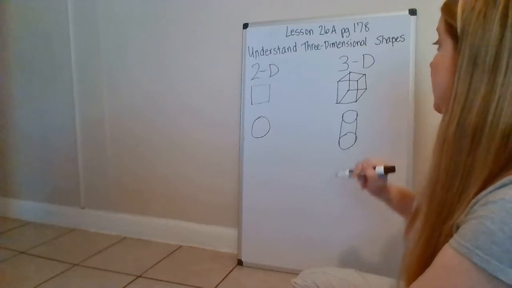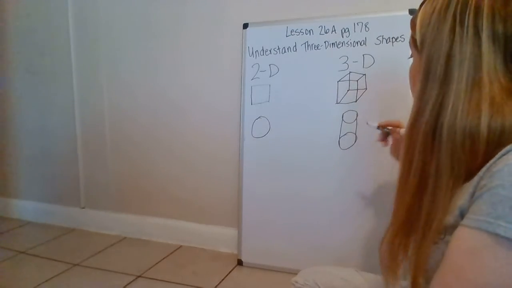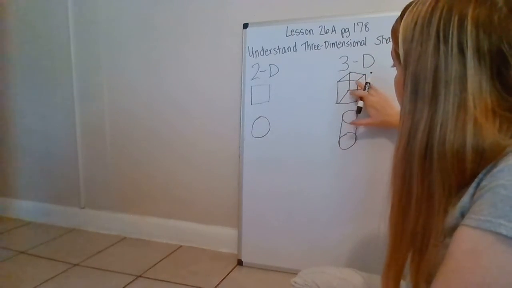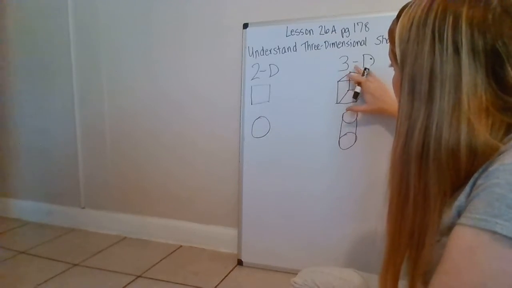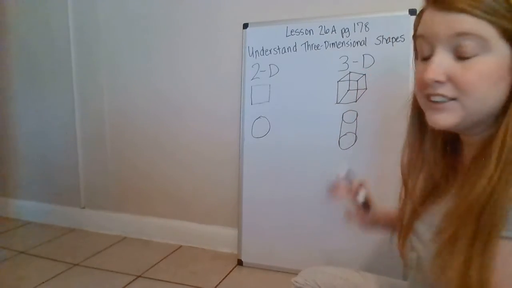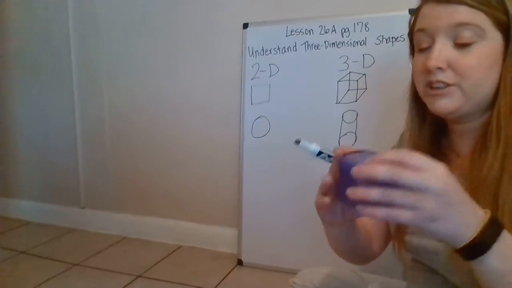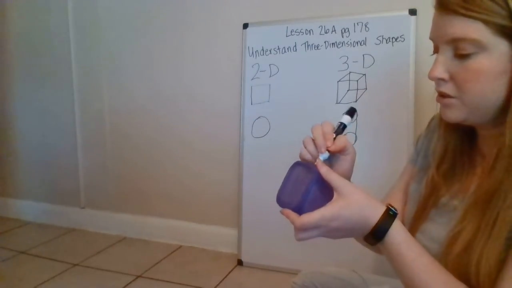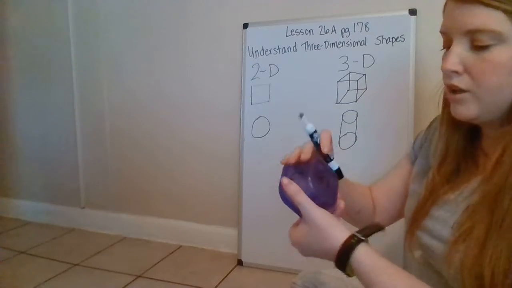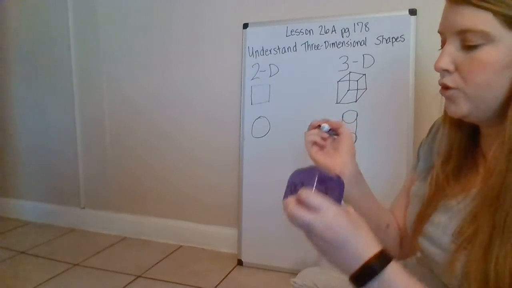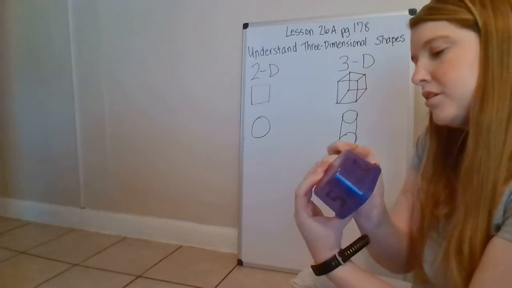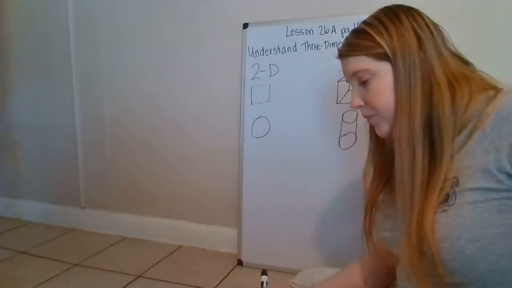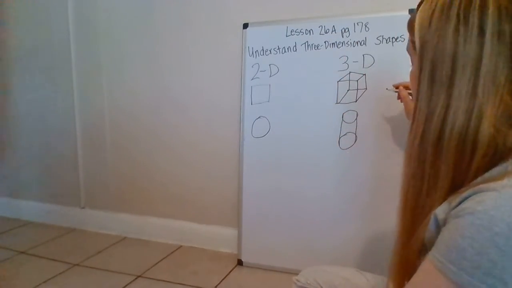You can count to see how many faces you have on your shape. So this one has, let's see, this is a face right here. So 1, 2, 3, 4, 5, 6. I know that's hard to see, but if we count it on this one, we can count 1, 2, 3, 4, 5, 6. So it's like a dice. A cube is like a dice. It has 6 sides.